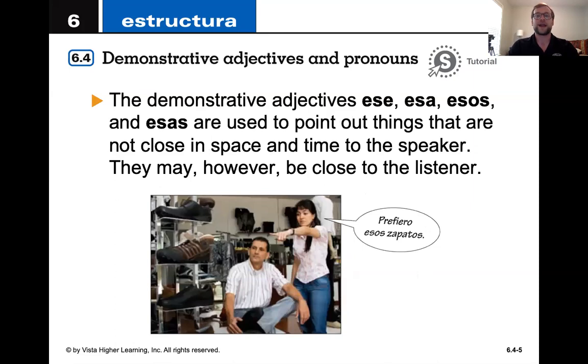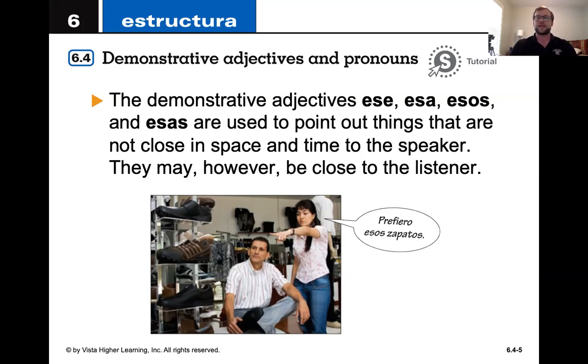Now let's look at ese, esa, esos, and esas. And they're used to point out things that are not close in space and time to the speaker. However, they may be close to the listener. Okay? So if you guys were over here, right, back in the corner, I don't know why you would be, but that would be ese vaso, right? Ese vaso. It doesn't have to be close to the listener, but they may be. But they're definitely not close to the speaker.